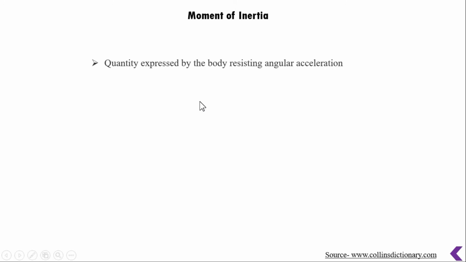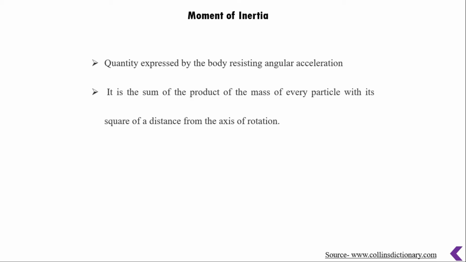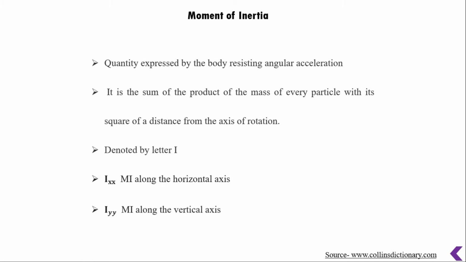Moment of inertia is expressed by the body resisting the angular acceleration. It is the sum of the product of the mass of every particle with the square of its distance from the axis of rotation. It is denoted by the letter I, where Ixx is the moment of inertia about the horizontal axis, whereas Iyy is the moment of inertia about the vertical axis, both passing through the center of the object.